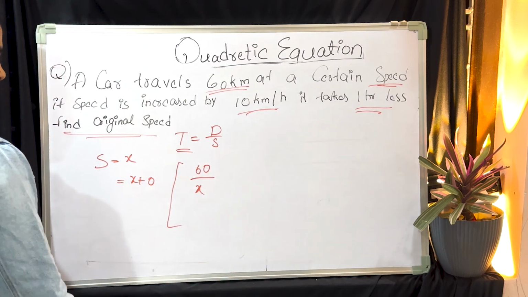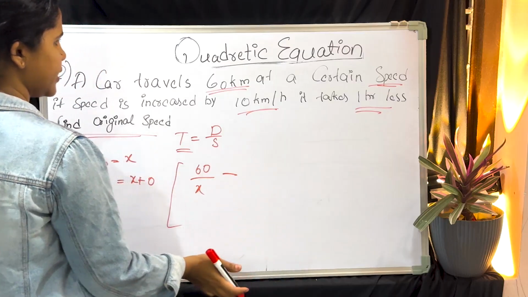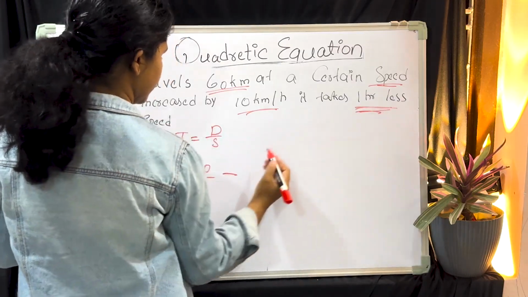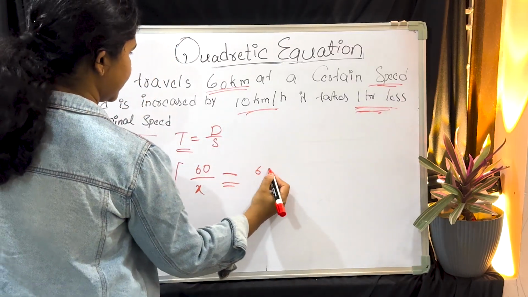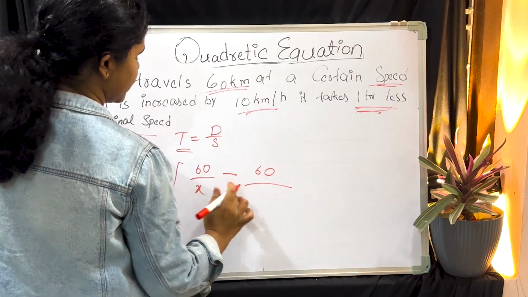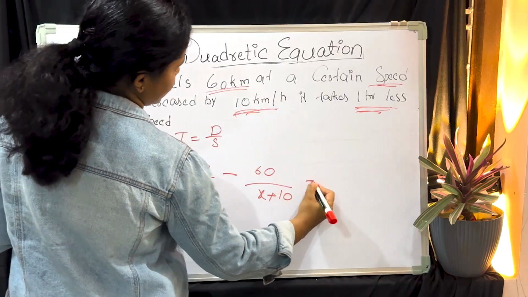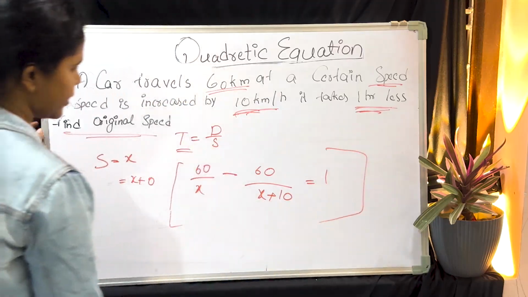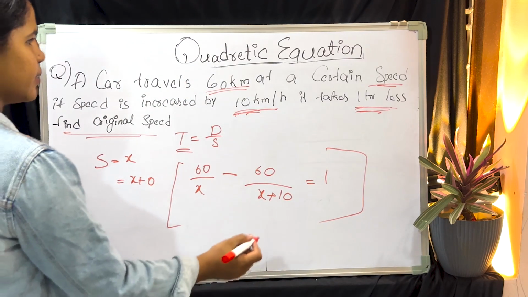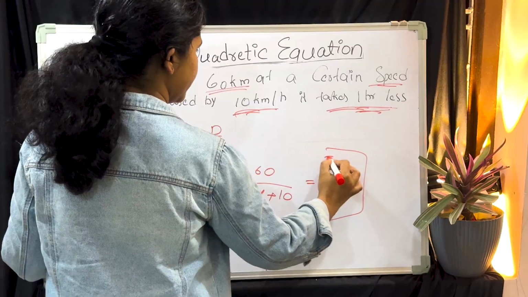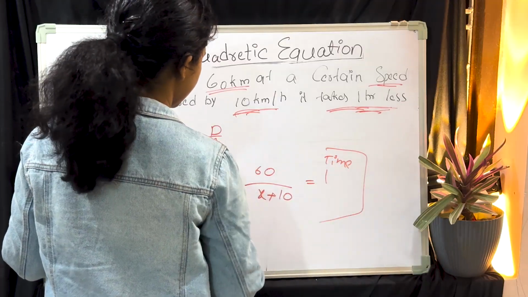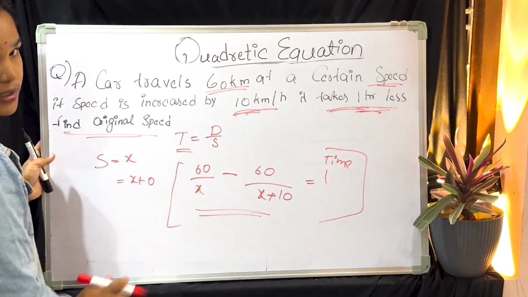First his speed is x, then it takes 1 hour less. So okay, I am doing minus. The distance is the same. Minus 60 by x plus 10 kilometers per hour is equal to 1. They have given this only. See, simple. The question only gave us that the time is less, so I am subtracting this.